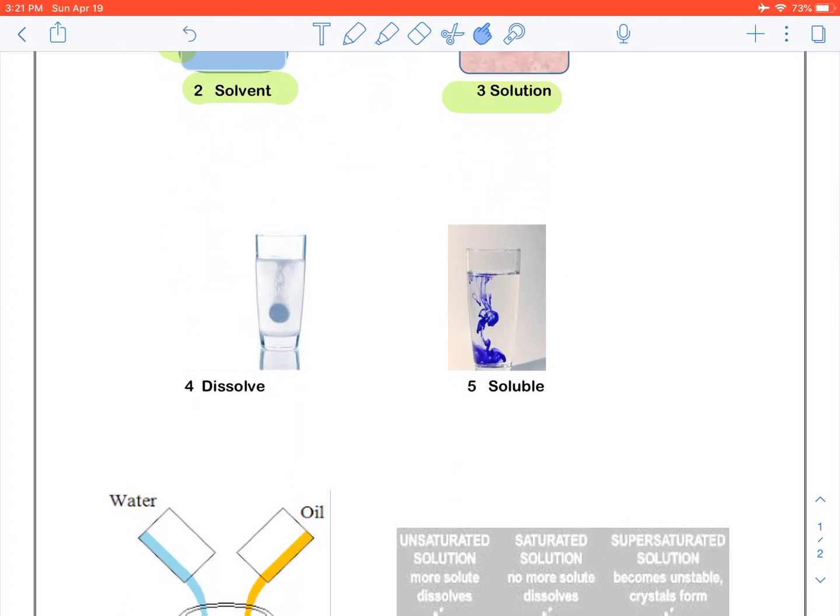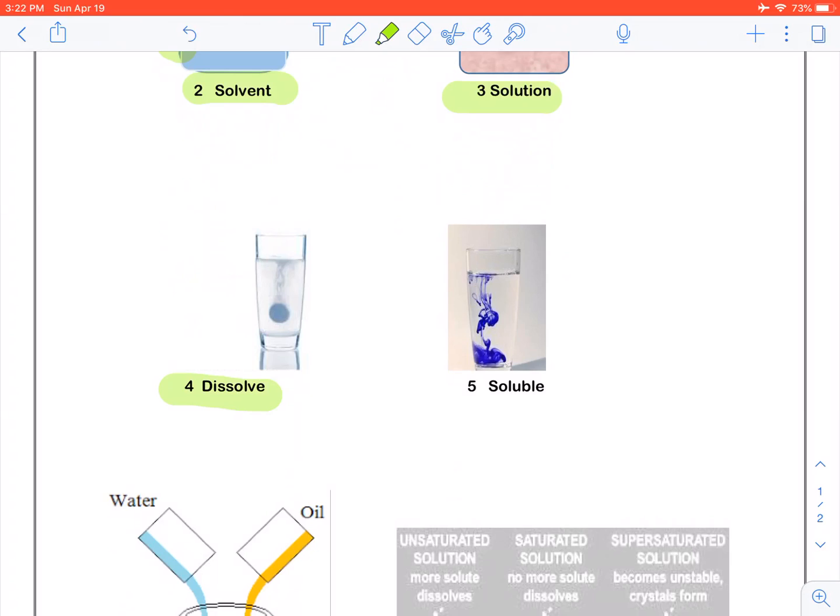Dissolve. Dissolve is when a substance can go into solution. That means part of one substance can mix and spread between the parts of another substance. So, for example, when you think of dissolving a tablet in water, then parts of the tablet will mix with parts of the water, and then the tablet will dissolve in the water.